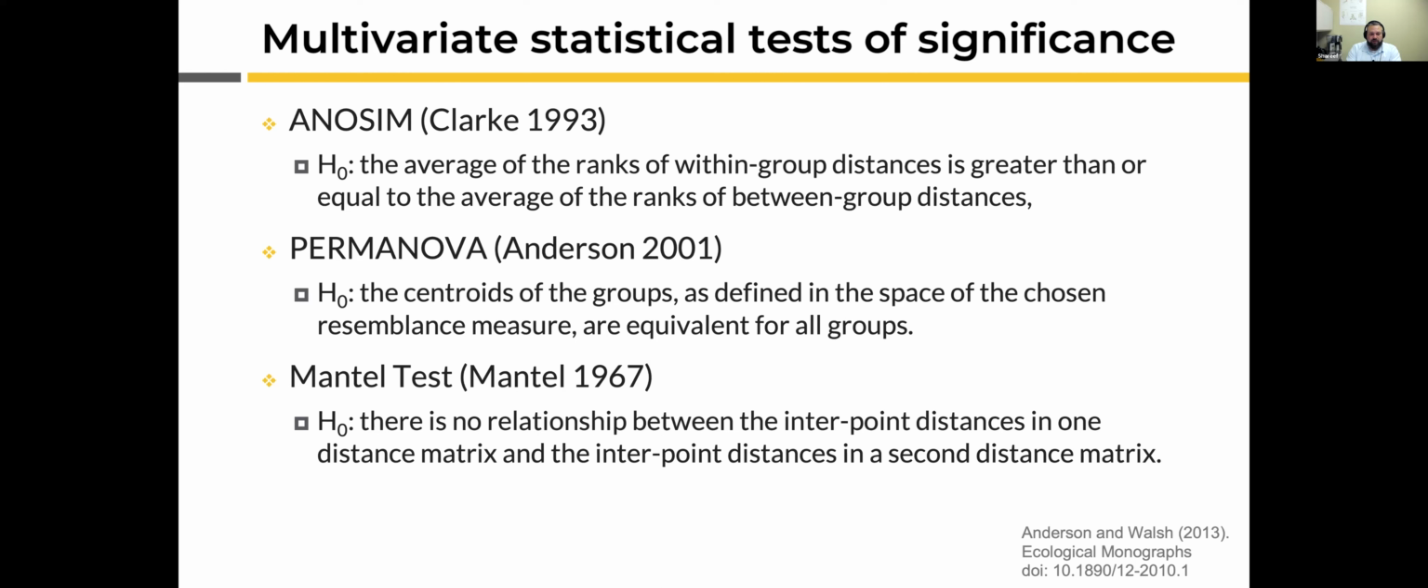And the final Mantel test, the null hypothesis for that is that there's no relationship between the interpoint distances in one distance matrix and interpoint distances in a second matrix. So the Mantel test is somewhat different, where it's really looking at comparing two different distance matrices instead of looking at the groups within one distance matrix. So the Mantel test will often be used to look at whether there are differences in environmental gradients, for example. So the pH example I mentioned earlier is one of the ways that the Mantel test will be used.